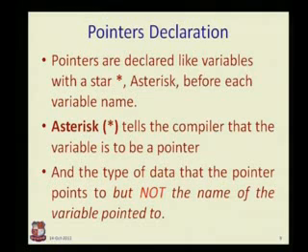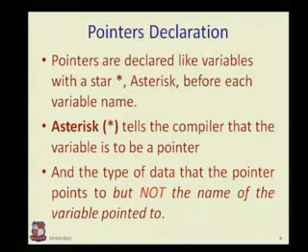So how to declare a pointer? Now we know that I can indirectly also access some value in the memory. So I need to declare a pointer. To declare a pointer I need a star, or asterisk, before each variable name. I have to put this star. So what does this asterisk do? This basically tells the compiler that a pointer variable is to be assigned. That means the asterisk is for the pointer assignment and the data type that the pointer points to, but not the name of the variable pointed to.